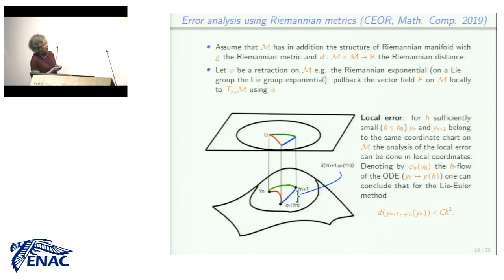Then for the Euler method, you get an estimate of this type. Note that we compare the numerical solution at time n+1 with the exact flow exiting from the numerical solution at time n. We make this choice. This is a way of defining the local error. You could do it in a different way, but this is the way we define it here.